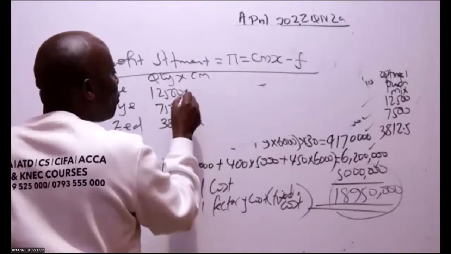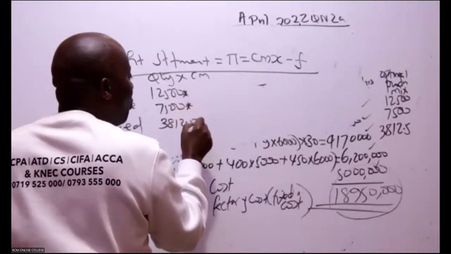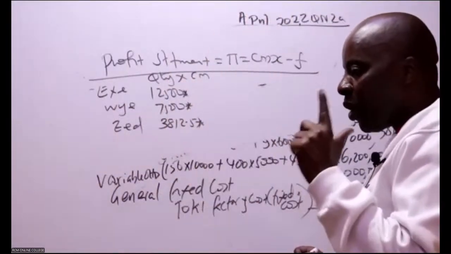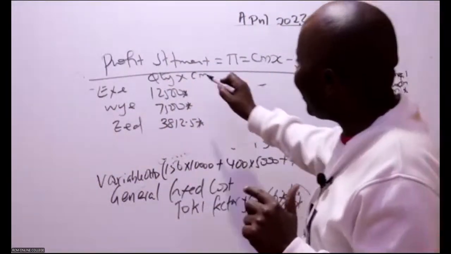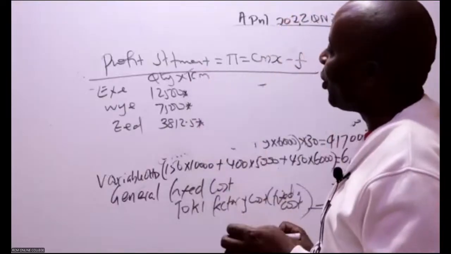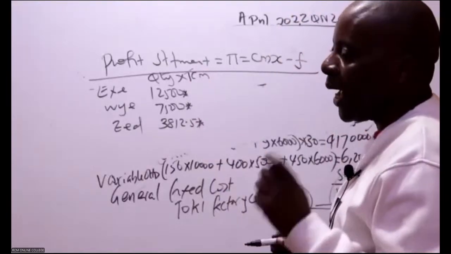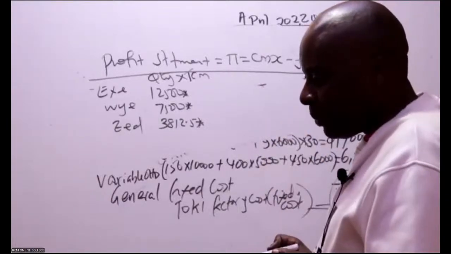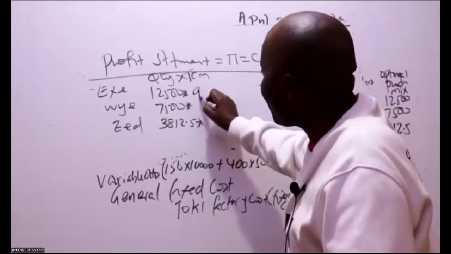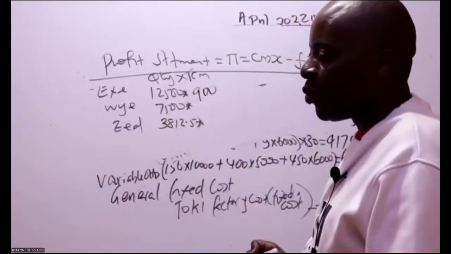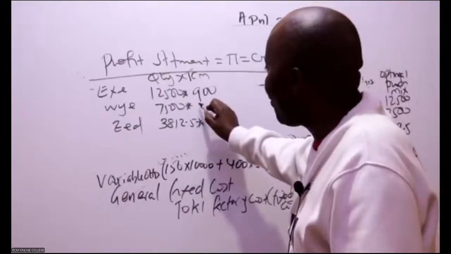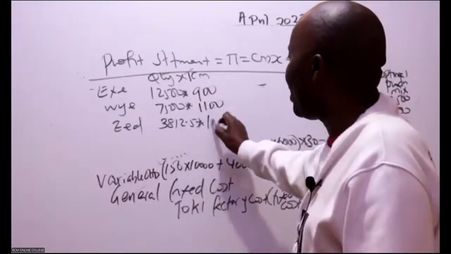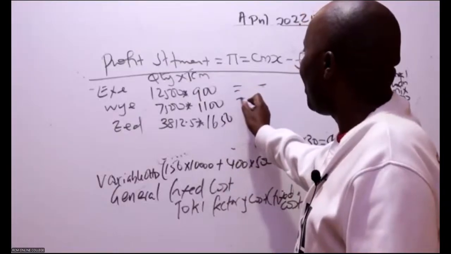Are you able to remind us what the throughput contribution was, not the other normal CM? Actually, I should write here TCM, throughput contribution margin for X. Is there somebody who is able to remind us? So Lilian tells me it was 900. How about Y? 1100 for Y. How about for Z? 1650. Yeah. So please give me these figures.